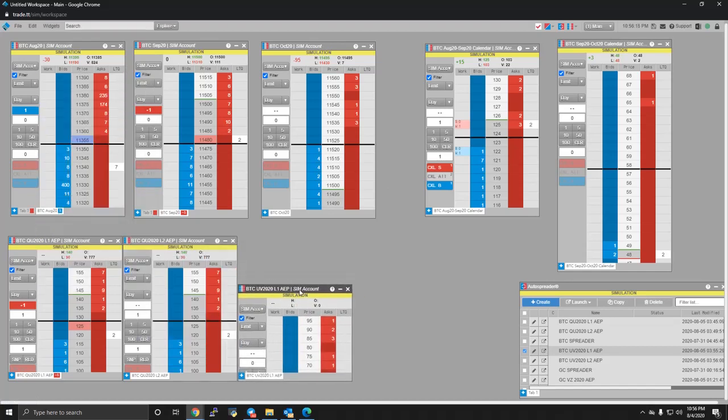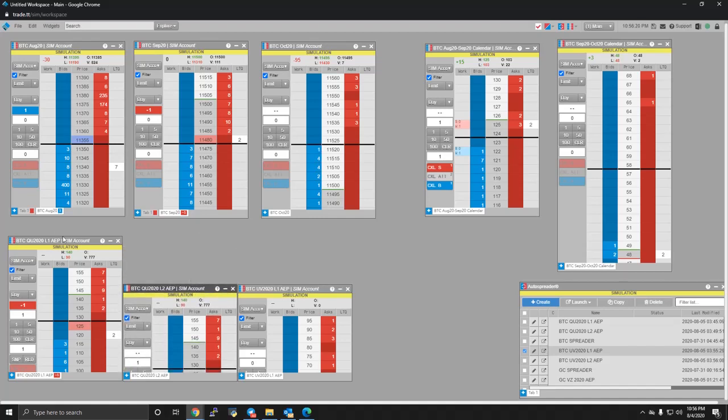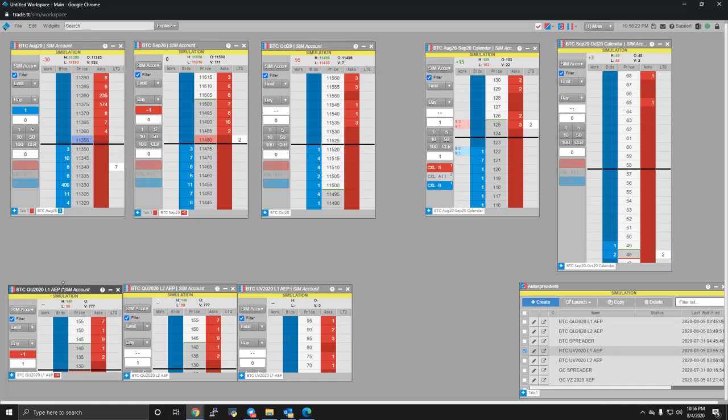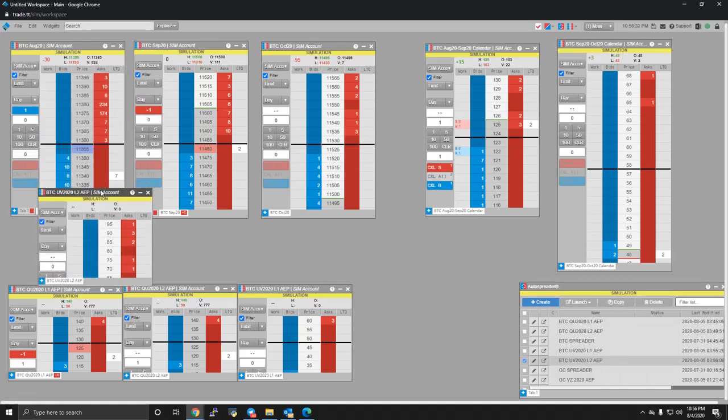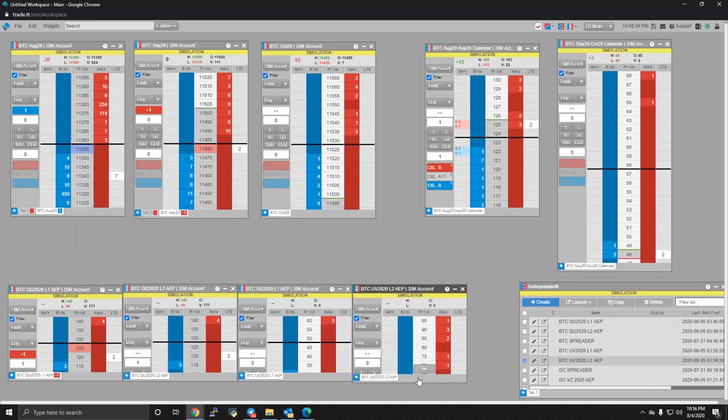And let's make these a bit smaller so we can really identify what are outright markets, what are listed calendar spreads, and what are AEPs. And let's launch leg 2. Let's bring it down. All right. So now let's refresh what we're staring at here. BTC August 2020 outright markets, BTC SEP 2020 outright markets, BTC OCC 2020 outright markets.